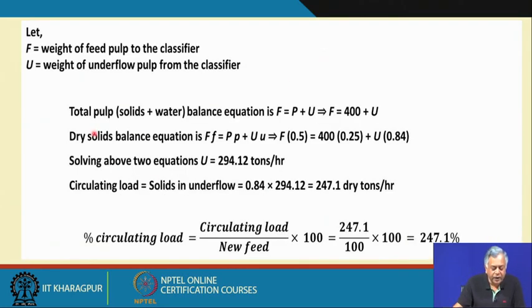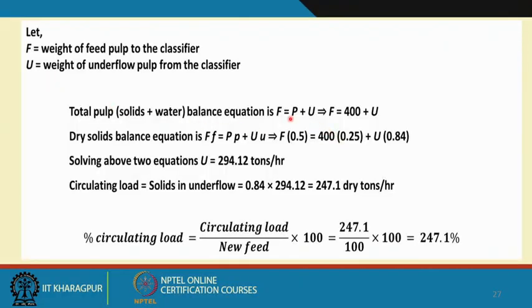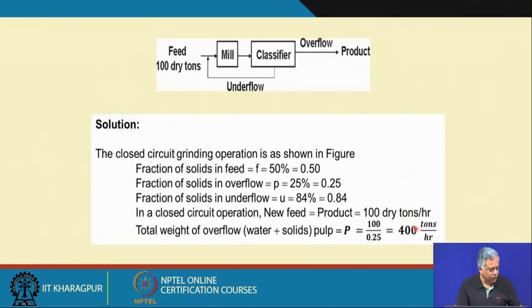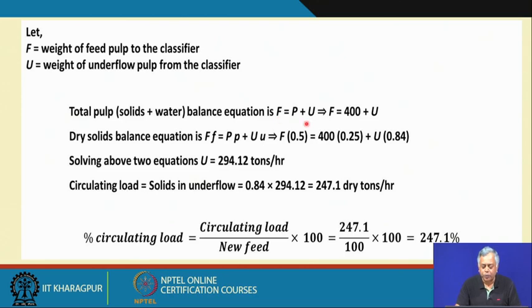The total pulp, solids plus water, balance equation is F equals P plus U. We have already learnt that the total feed weight is equal to the total weight of overflow product plus underflow product. P is the product weight, which is 400, as we have already calculated. So F is equal to 400 plus U. I do not know the value of F or U, and that is what I want to solve.